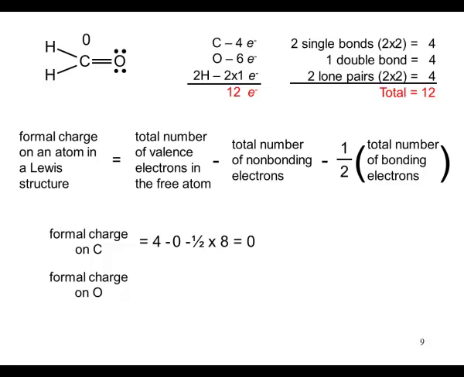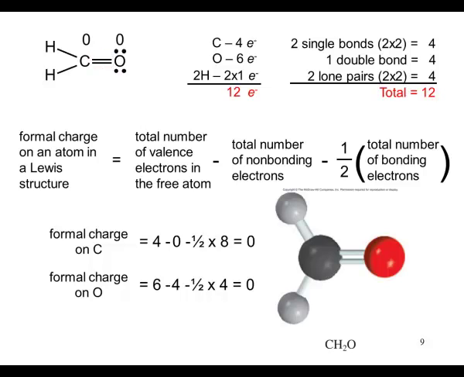The formal charge on oxygen, 6 valence electrons, minus 4, the number of non-bonding electrons, minus 1/2 of 4 in bonds, for a formal charge of 0. This structure is more realistic since it has the lowest formal charge. This is a picture of what the molecule looks like.